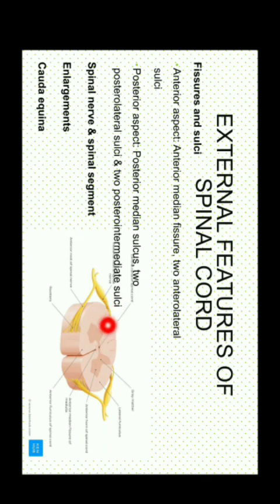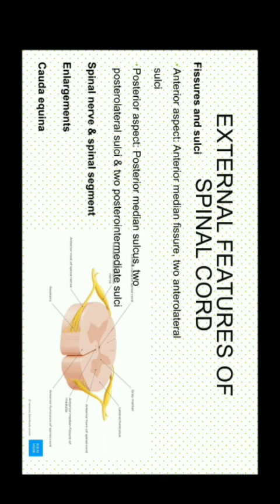This posterior column is further divided by the postero-intermediate sulcus. I repeat again: on the anterior side it's the anteromedian fissure, on the posterior side it's the posteromedian sulcus, two anterolateral sulci, two posterolateral sulci, and two postero-intermediate sulci. Simple.